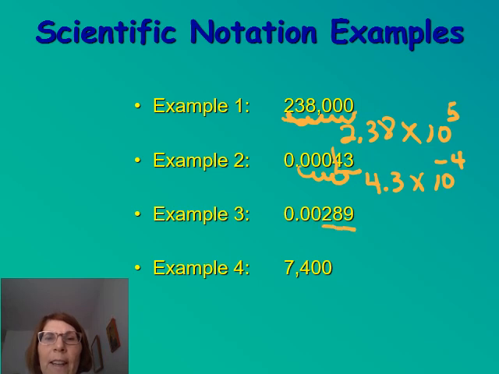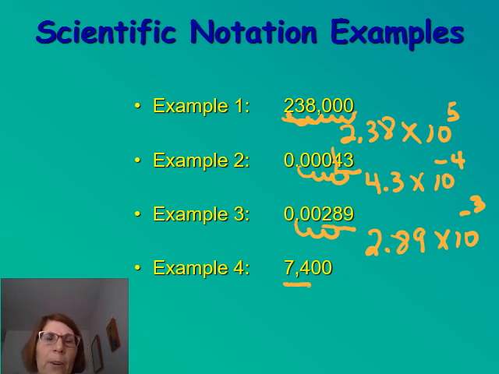Here, the 289 is significant. Move it 1, 2, 3. It's less than 1, so our exponent is going to be negative: 2.89 times 10 to the negative 3. And here, we have a number greater than 1. So we pretend our decimal is here. It's 1, 2, 3. It's 7.4 times 10 to the third.